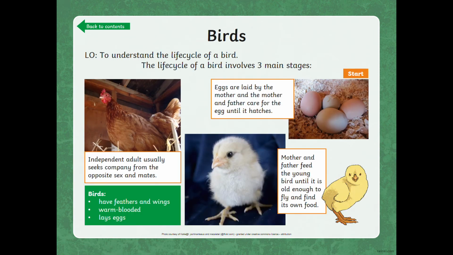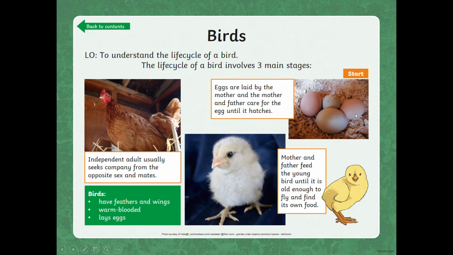So birds, the life cycle of birds, we did look at the chicken life cycle. 3 main stages. Eggs are laid by the mother, and the mother and the father care for the egg until it hatches. The mother and the father feed the young bird until it is old enough to fly and find its own food, and the independent adult usually seeks company from the opposite sex and mates, and the cycle starts again. So lay eggs. The eggs are fertilised.